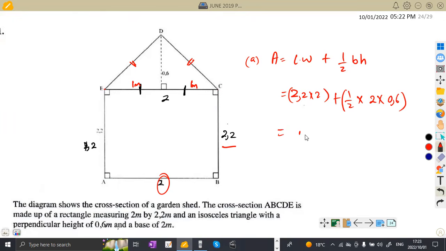So the first one is going to give us 4,4 plus half of this, that's 1, times 0,6, which is 0,6. So if we add, we are going to obtain 5. These are meters, so it's going to be square meters. So that is the area of the cross section.